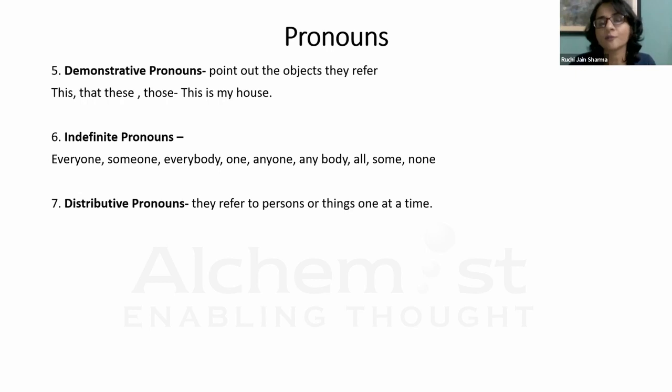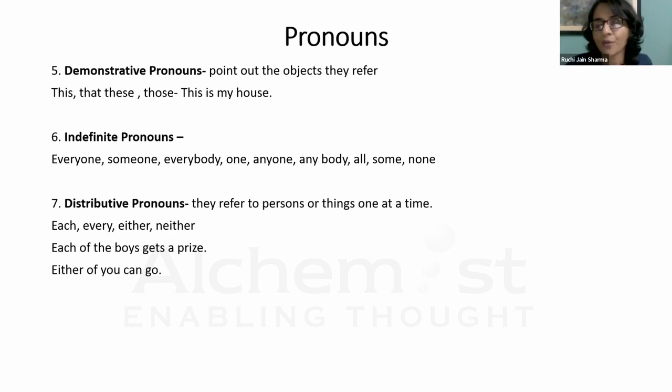Distributive pronouns refer to persons or things one at a time. So each, every, either, and neither. These are called distributive pronouns. Each of the boys gets a prize. Either of you can go.